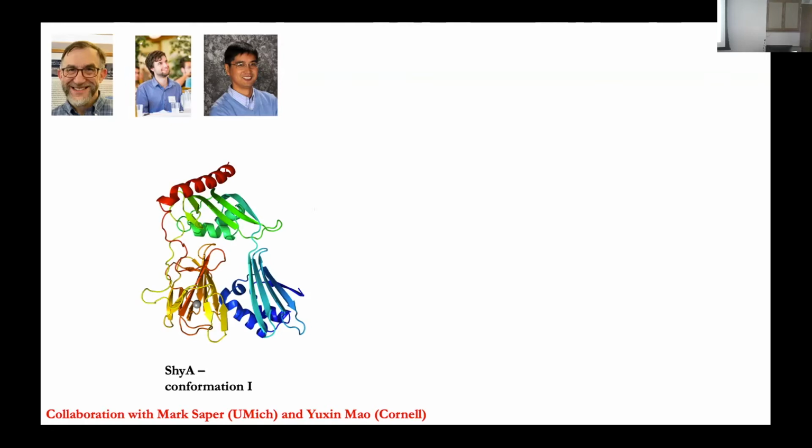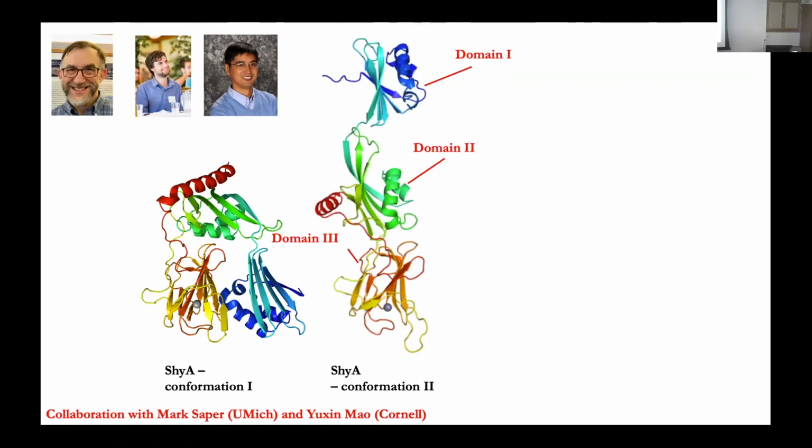The second structure was very exciting. We don't quite understand yet why we got these 2 structures, by the way. These were differentially tagged. This was tagged N-terminally, the other C-terminally.